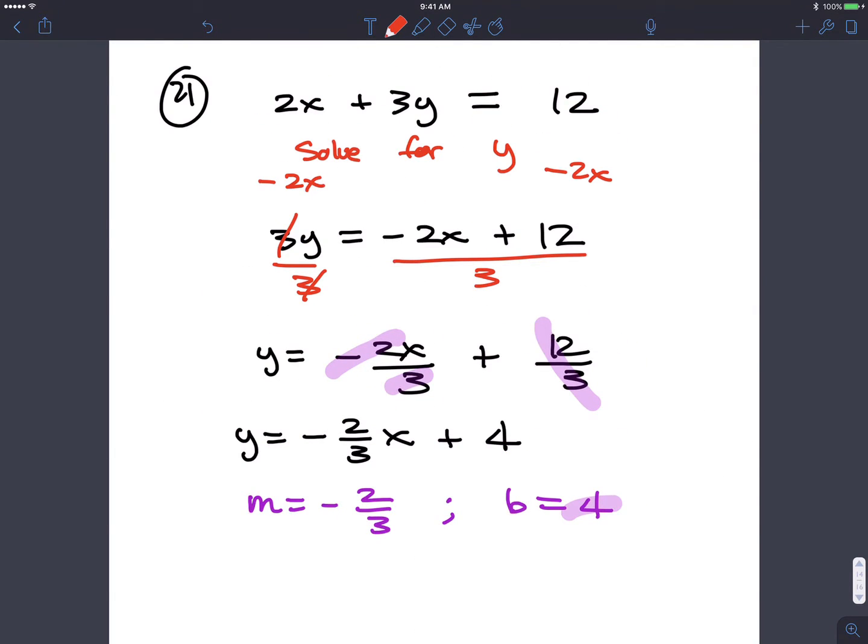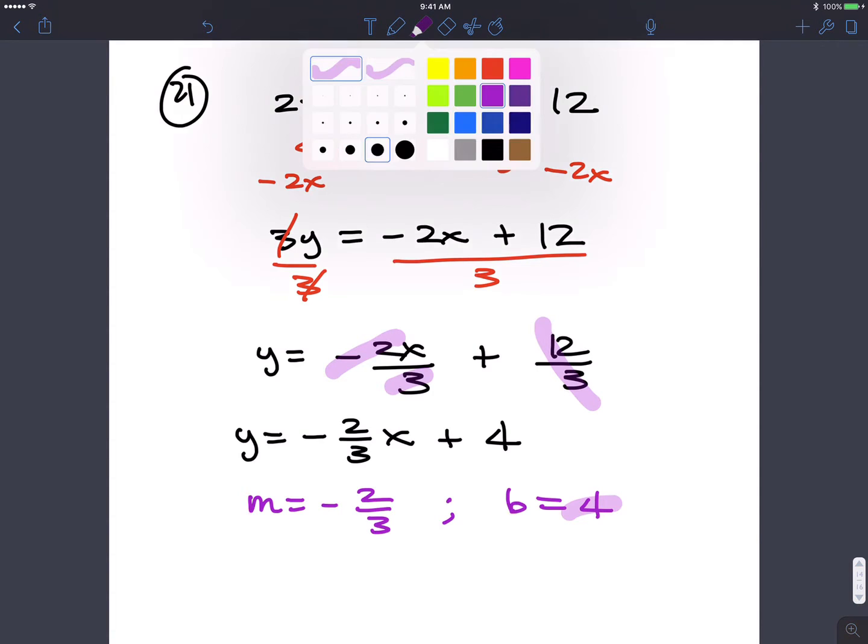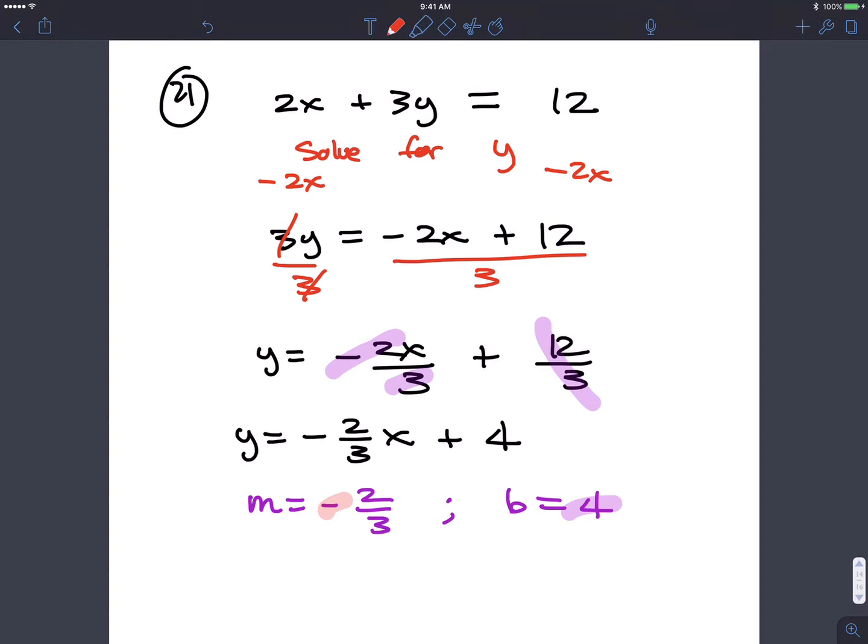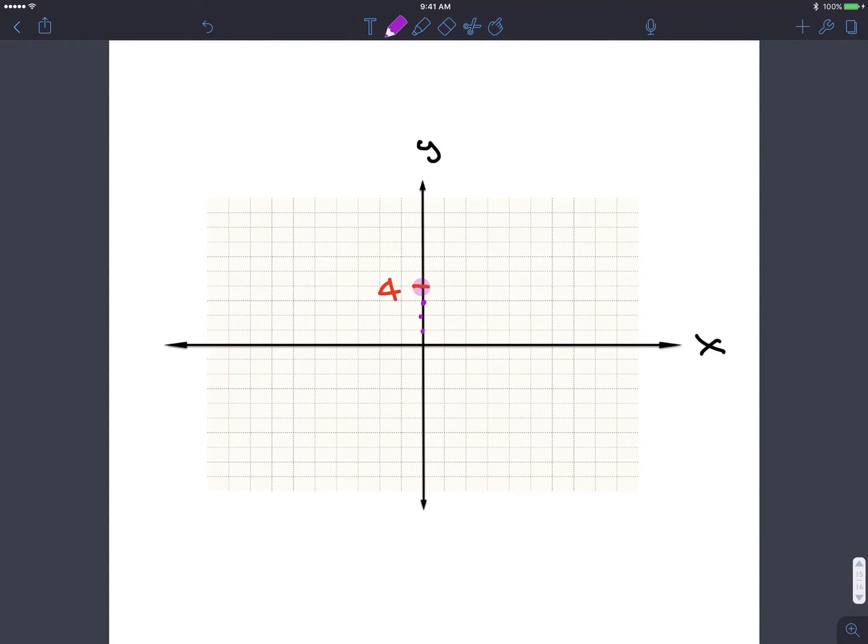I'm now going to use a slope of negative 2/3. So let's be careful here again. Because the slope is negative, I'm going to put the negative sign on top. Then I'm going to divide by 3. So that means I go down 2 units and I go to the right 3 units. So let's try that. 1, 2, and 3. This is the location of my second point. Here's your line now.